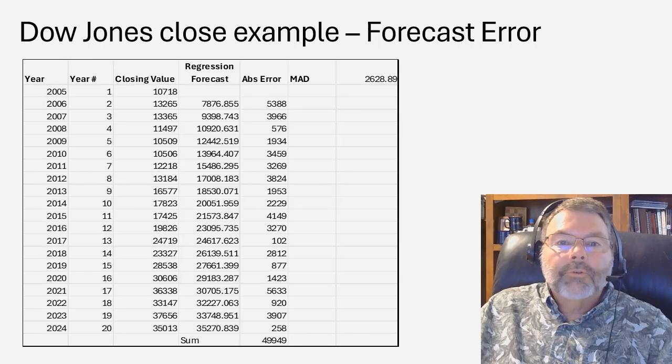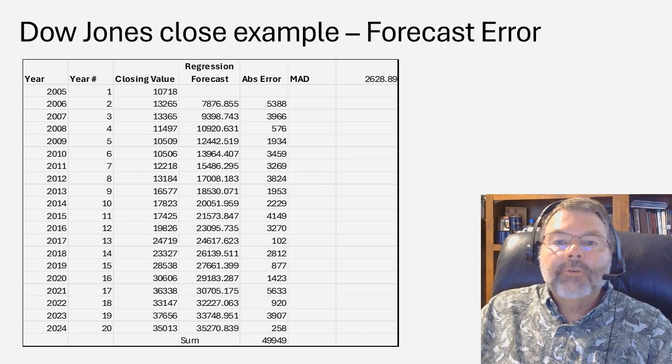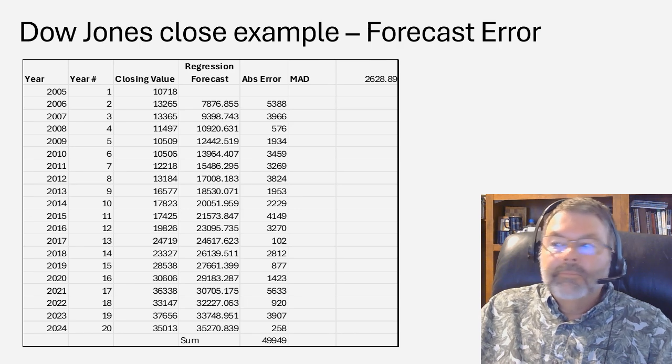And so here I've used my regression equation to forecast the close for each year, and we can see that we do have some errors, but when we do an absolute error and we compute the mean absolute deviation, we only have a mean absolute deviation of 2,628.89. And so it appears that this is a fairly accurate way to predict or forecast the close of the Dow Jones using only time as a variable.